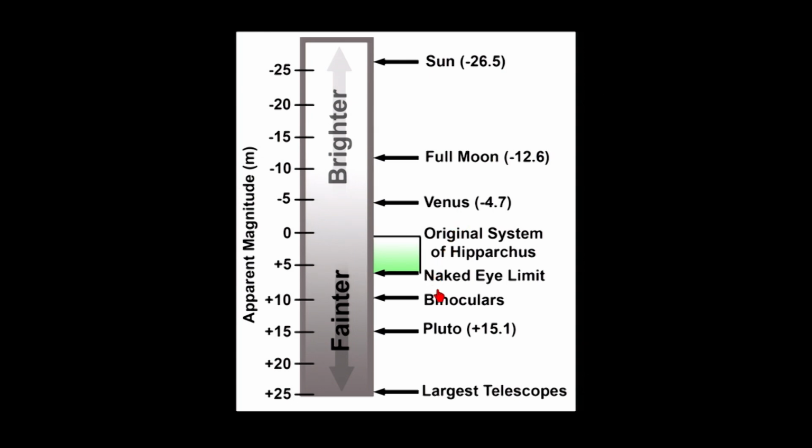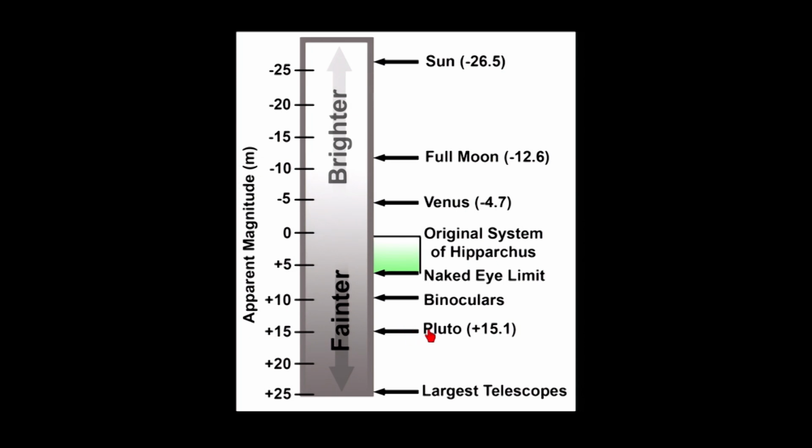Now, when we go beyond the limit of what you can see with your eye, we would of course have to use a pair of binoculars or perhaps a telescope. And notice that a typical pair of binoculars will get you to a magnitude of about +10. So in other words, you can see quite a bit fainter than what your eye can see by using a pair of binoculars. And notice that Pluto gets you down to about +15. So Pluto is very faint. It is much fainter than what binoculars would allow you to see.